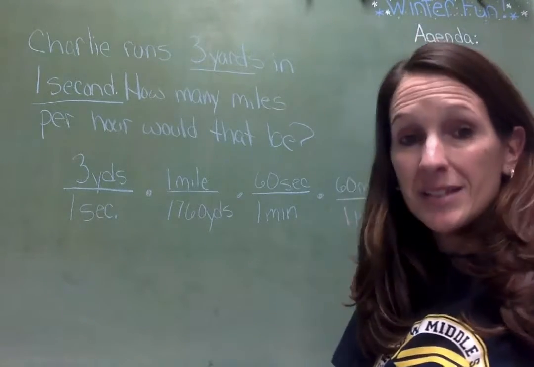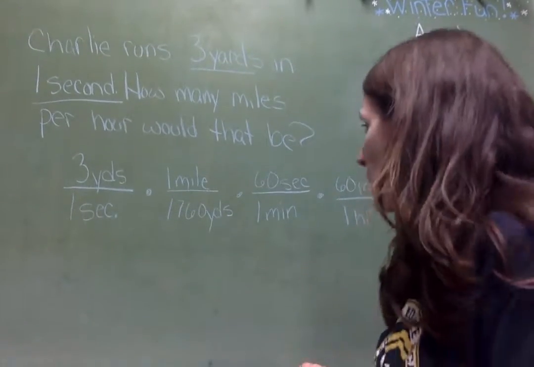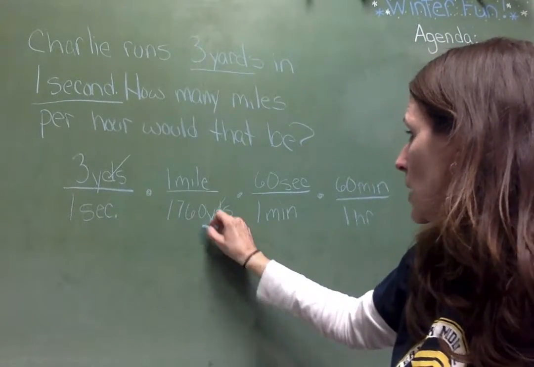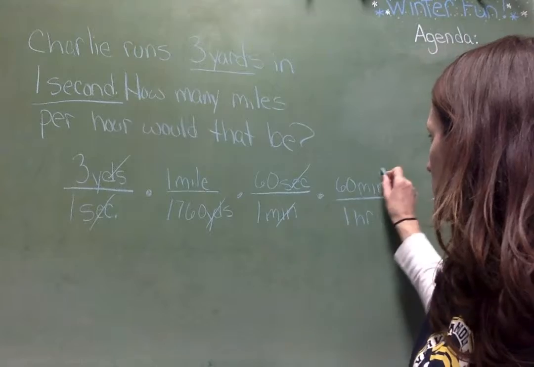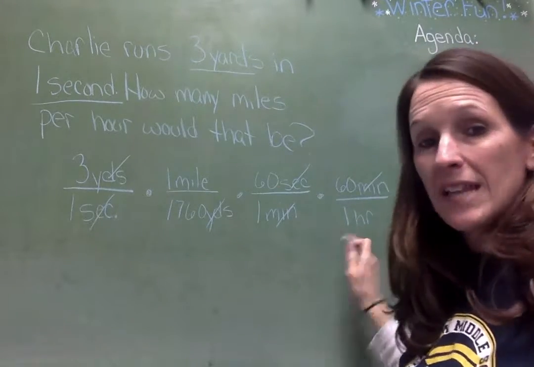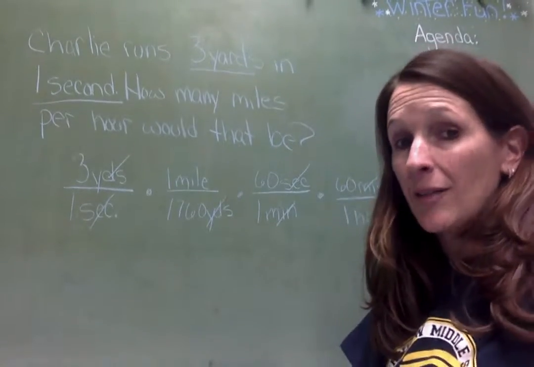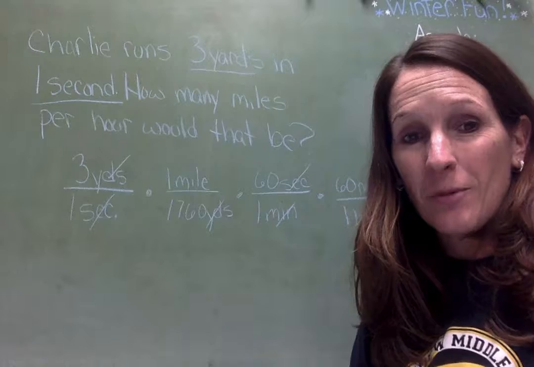The next step says to cancel. So I'm going to cancel out any like terms that I have diagonal from each other. So I've got yards and yards. I've got seconds and seconds. I've got minutes and minutes. So I'm left with miles and hours. And I can check if I've done that the right way by going back up to the problem and looking at what they're asking me for. They're asking me for miles per hour. So I've canceled the right way.